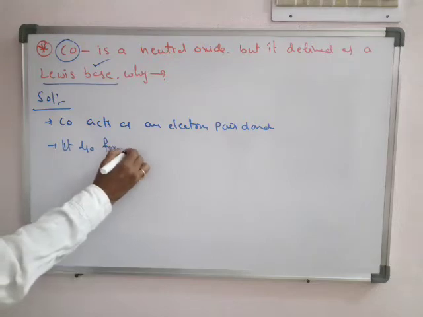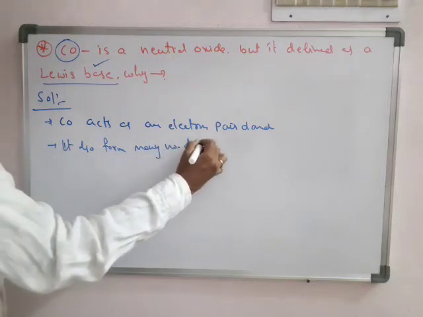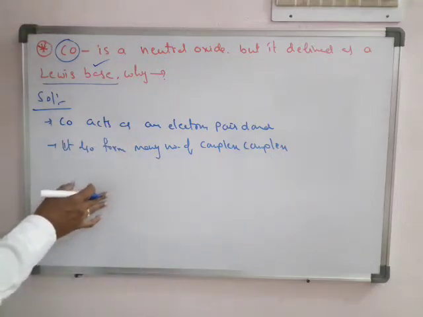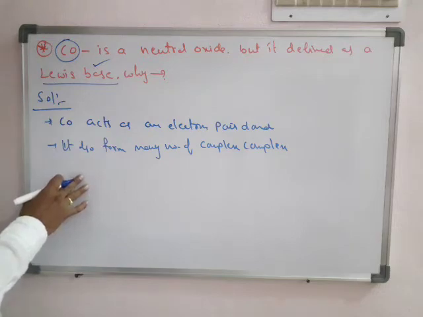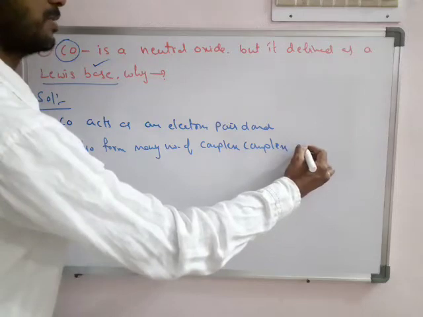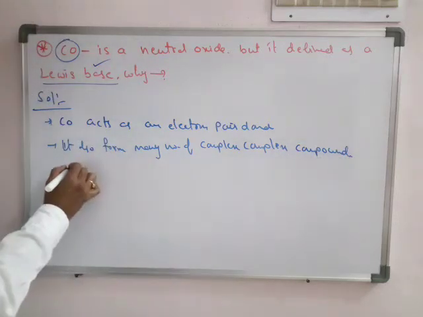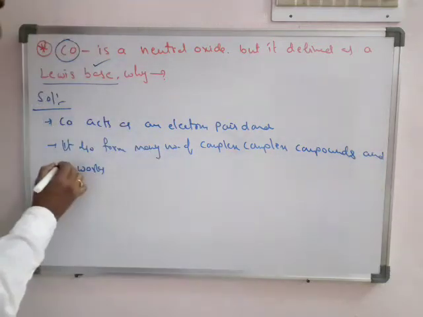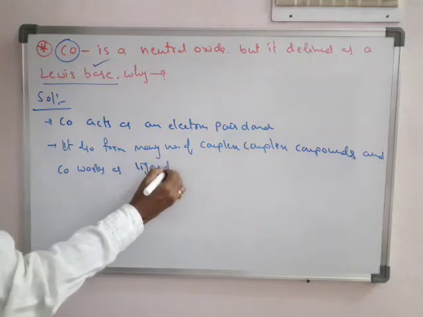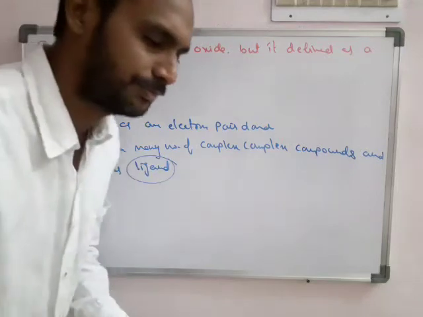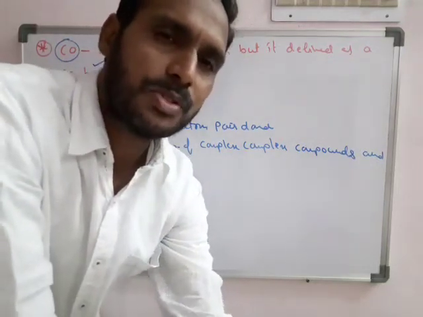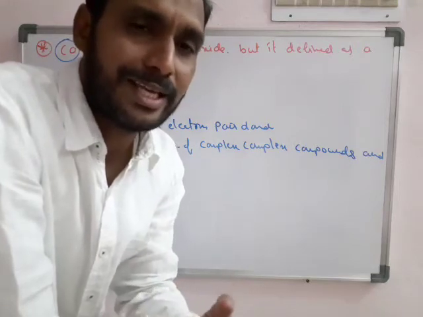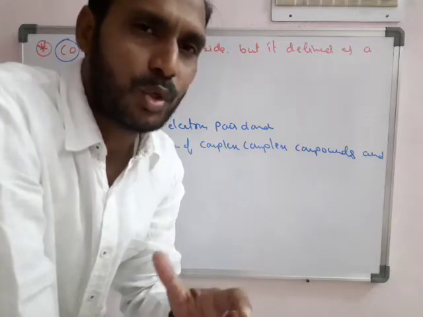It also forms so many complex compounds. This is important about carbon monoxide. It is a neutral oxide and it works as a Lewis base. It forms many complex compounds, and in these compounds carbon monoxide works as a ligand. The formation of complex compounds is a special property of transition elements, nothing but d-block elements. In rare cases, sodium, magnesium, aluminum are also able to form complex compounds, but very rarely.